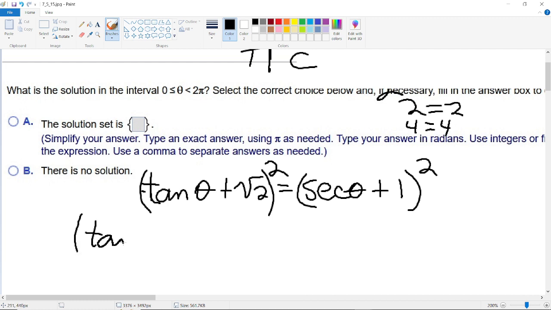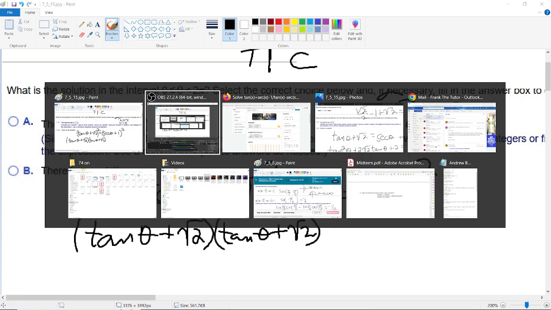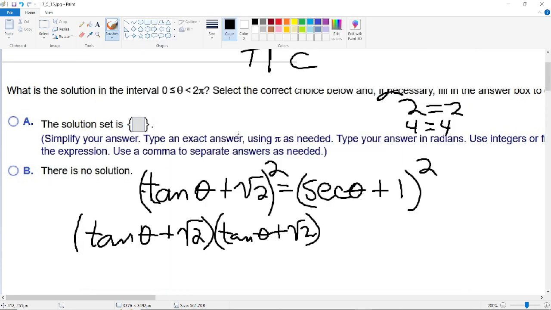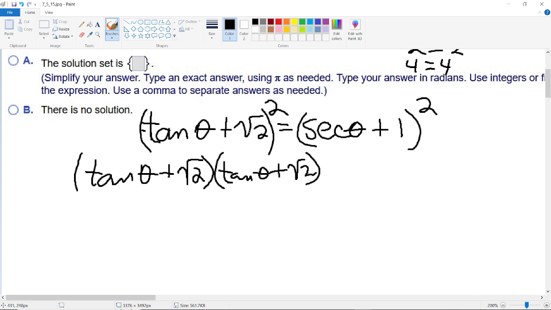Well, just in case we need to see it, we can FOIL it. There it is in all its glory. All right, I'm doing this side first. Tangent times tangent is tangent squared, plus square root of 2 tangent, and then outside times outside is square root of 2 tangent, gives us 2 square root of 2 tangent theta.